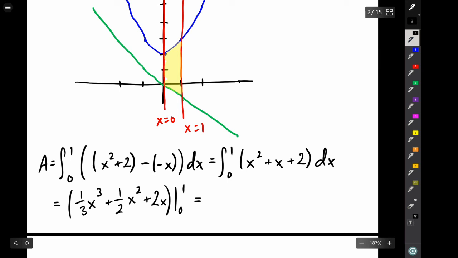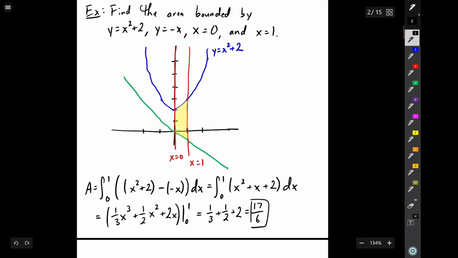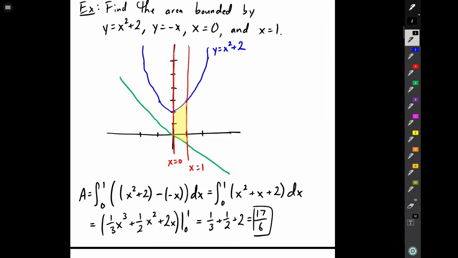And after we plug all this in, we're going to get 1/3 plus 1/2 plus 2, which is 2 5/6, or 17/6. That'll simplify too. And that's the area between these two curves. So we'll look at another example in the next video.